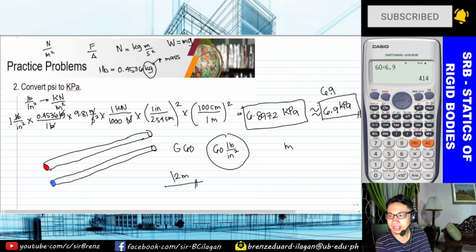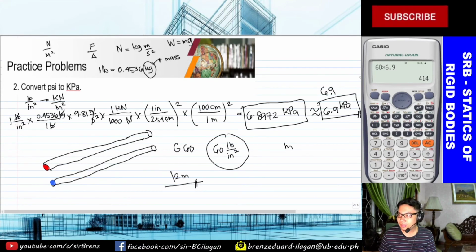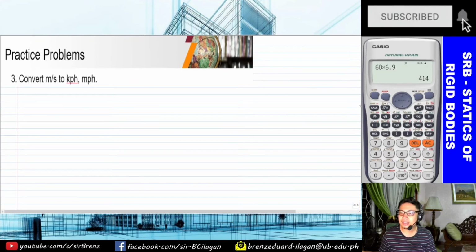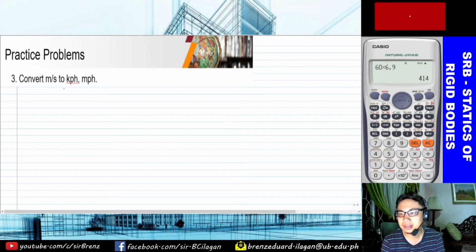Proven naman yun. So, yun lang. Again, ito yung silbi niya. So, don't forget of this conversion. So, let's proceed with the next problem. Ayan. So, ano lang naman to? Conversion ng speed or velocity. So, sige, gawin natin to. So, convert meter per second to kilometer per hour and miles per hour.